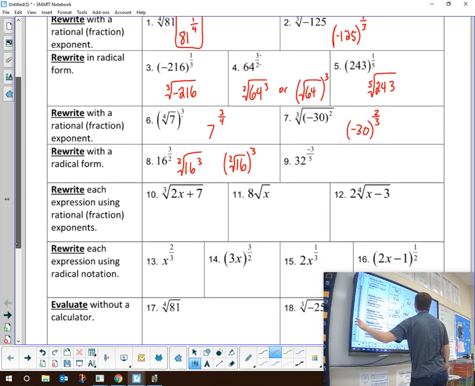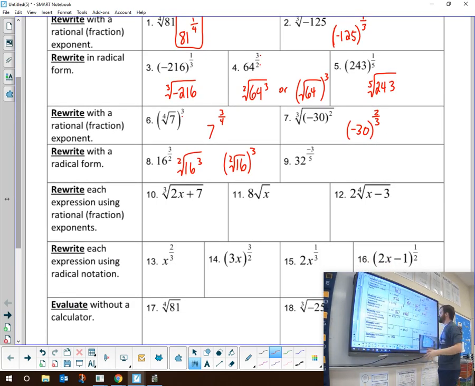You have 32 to the negative 3 over 5. Okay, so we learned last week that if we have a negative exponent, we flip our number, right? Well, you don't have to really worry about that right now. We're just rewriting. You don't have to simplify or anything, okay? So we're just going to go 32 to the negative 3 with the fifth root around it. Or we could write the fifth root of 32 raised to the power of negative 3. Okay? Either one of these is correct.